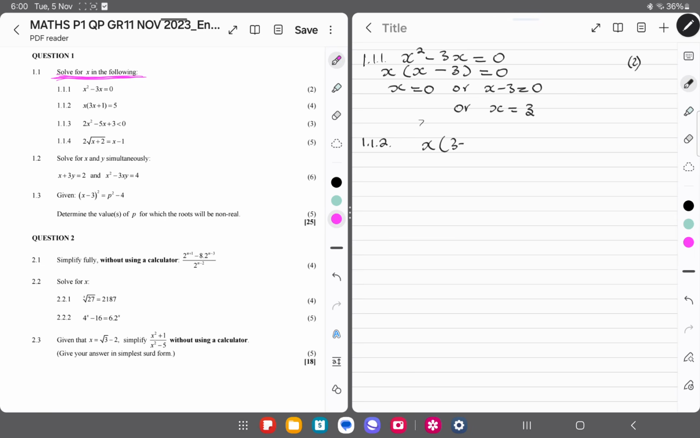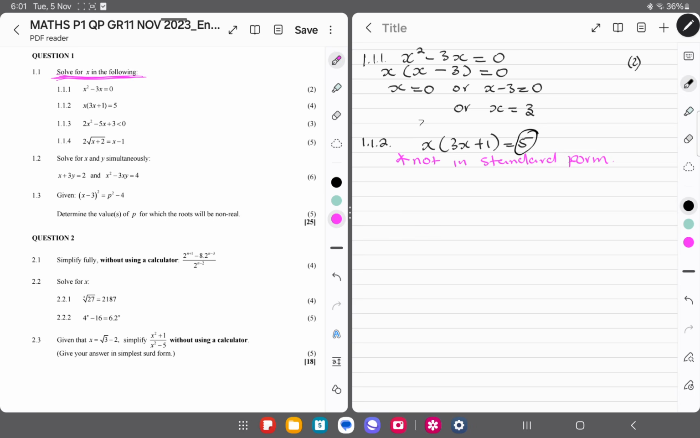1.1.2, I have x(3x plus 1) equals to 5. When I look at this question, I can note that it is not in standard form. So I cannot go and say x is equals to 5 or 3x plus 1 equals to 5. This I cannot do. Then that's what most of the learners like to do. We cannot do that if this number 5 is not equals to 0. Are we clear on that one? So please, that is very illegal if you do this. So we cannot do that.